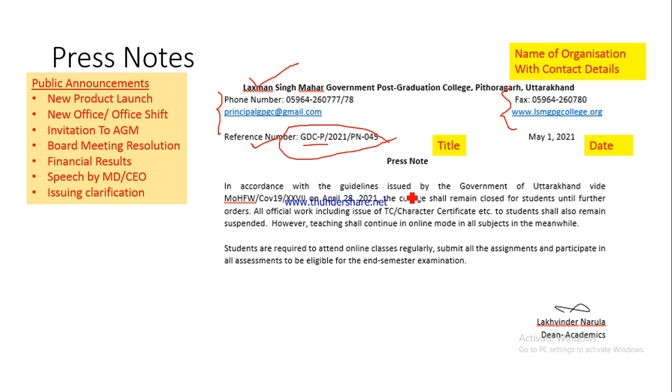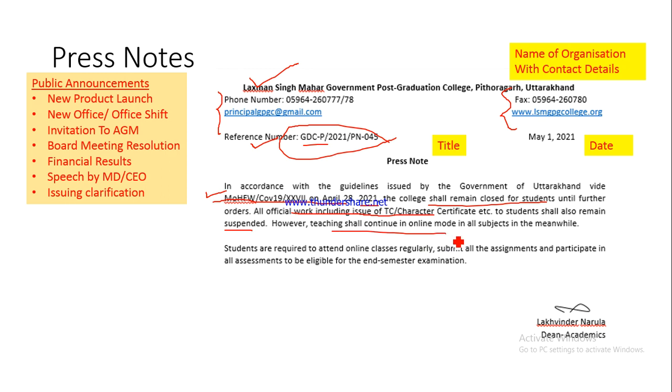In accordance with the guidelines issued by the government of Uttarakhand, vide, which means through. So the government of Uttarakhand must have issued some guidelines through this particular circular, Ministry of Health and Family Welfare COVID-19, 27th number of circular, which was probably issued on April 28th. So the government must have come up with these guidelines through this particular circular released on the 28th of April. And what was there in the guideline? The college shall remain closed for students until further orders. All official work including issue of TC and character certificates shall also remain suspended. However, teaching shall continue in online mode in all the subjects in the meanwhile.